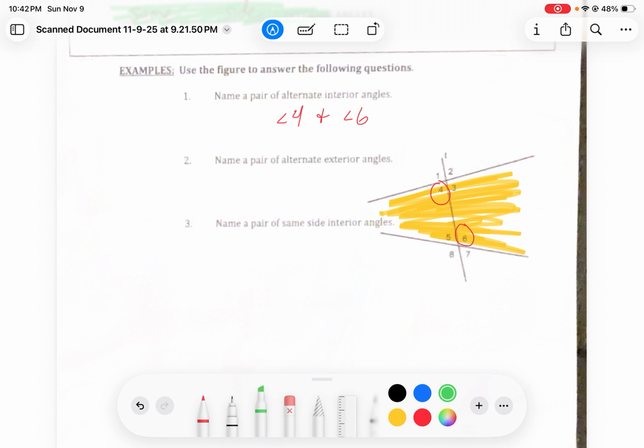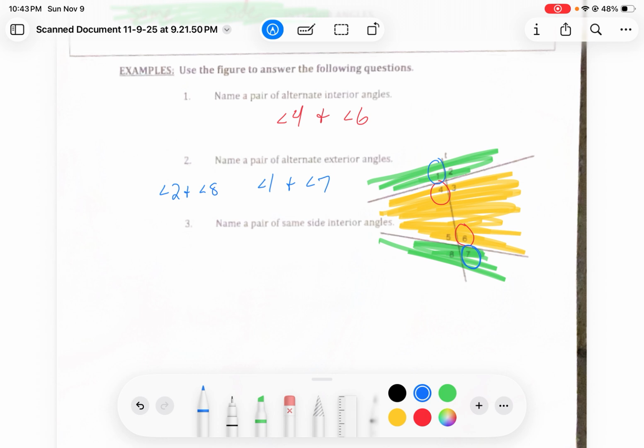Okay. Remember, exterior angles are on the outside, so in the green. Okay, so if I pick one of those angles, like angle 1, let's say. Angle 1 is on the outside, and it's on the left. Okay, an alternate exterior angle would also be on the outside, but on the opposite side of the transversal. So angle 1 and angle 7 would be alternate exterior angles. Okay, if I want to list another pair, angle 2 and angle 8 are also alternate exterior angles.